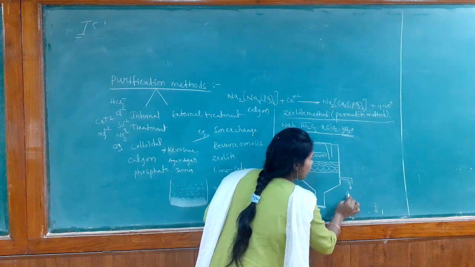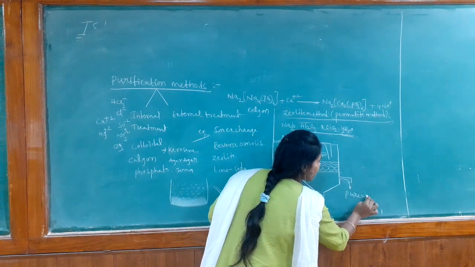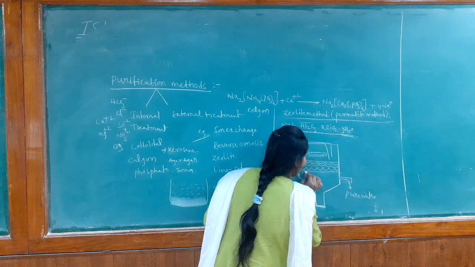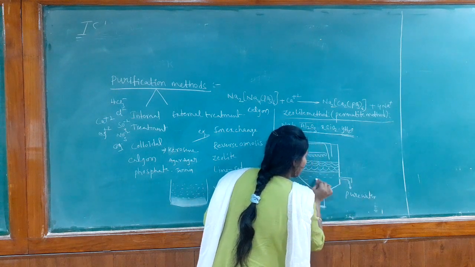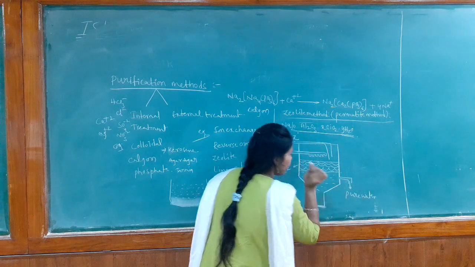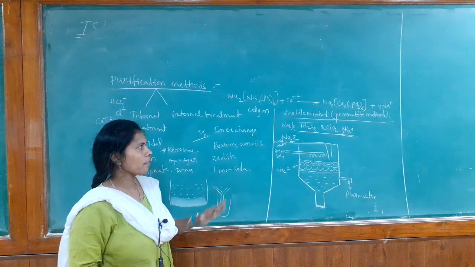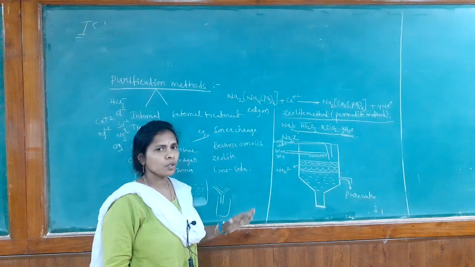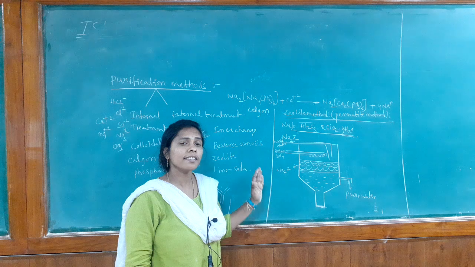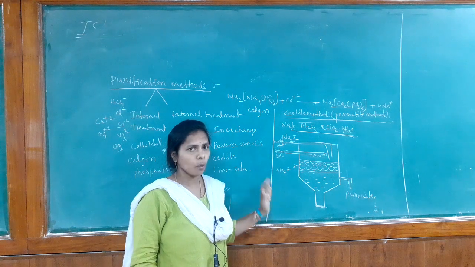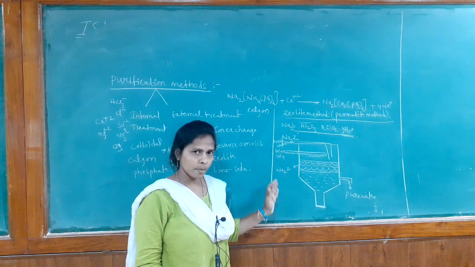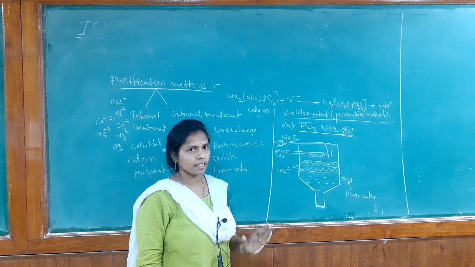Through this outlet we can collect the pure water which is free from all the cations in the water sample. So, here we can collect the purified water. First I will explain what the zeolite method is. The zeolite method removes all the cations in the water sample, that means calcium plus 2 and magnesium plus 2.